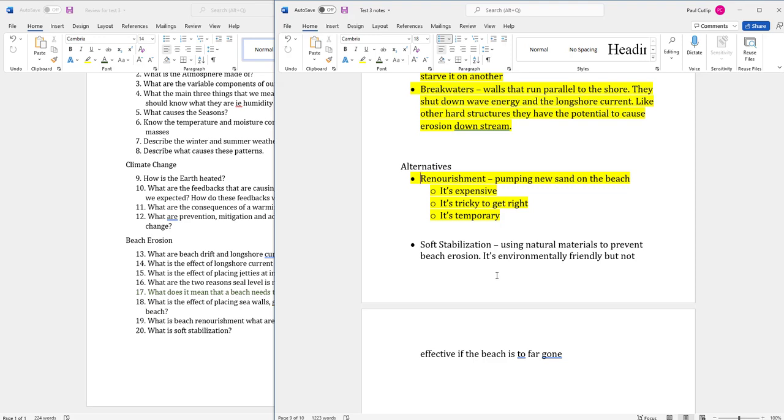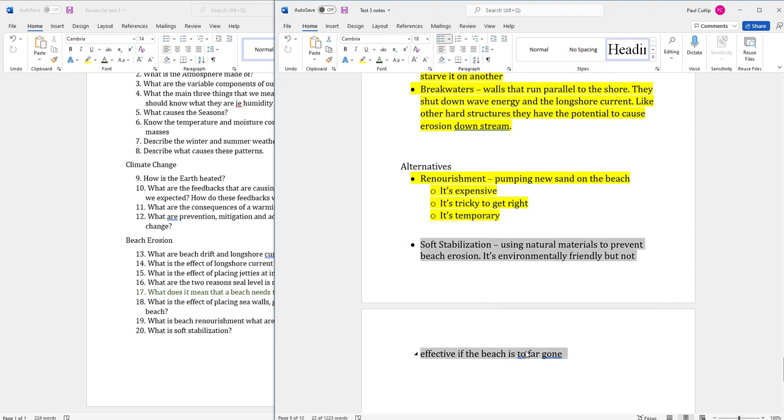Even a good renourishment project is temporary. The water is going to chew through your new beach. The question is, how quickly is it going to chew through the new beach? But it will. And so it's temporary. And then finally, we have soft stabilization, which is just using natural materials on your beach.